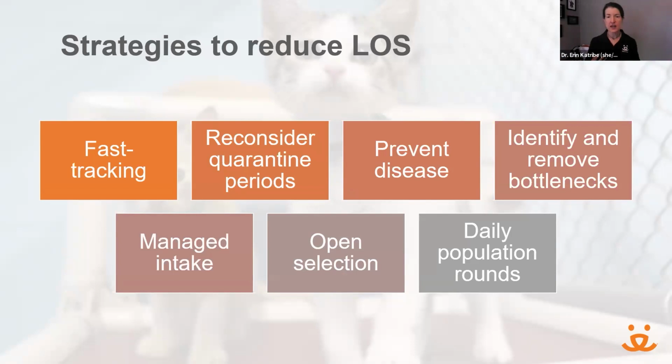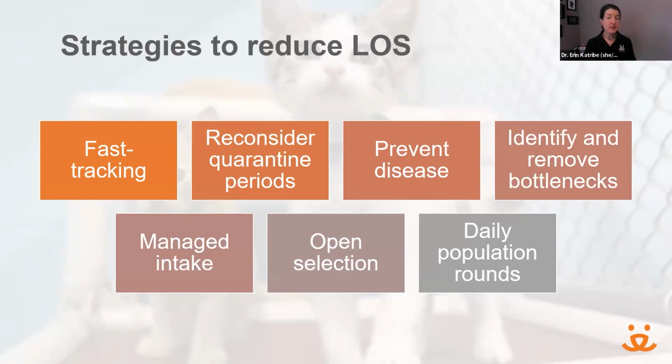Reconsidering quarantines. If you are hanging on to healthy appearing animals as a routine intake quarantine, we want to reconsider that. Routine quarantines just serve to increase length of stay, and that will keep them in the shelter longer. We do everything that we're talking about preventing disease, right? Because that means they'll stay longer. We try to identify what bottlenecks we have in the shelter and whether we can address those bottlenecks.